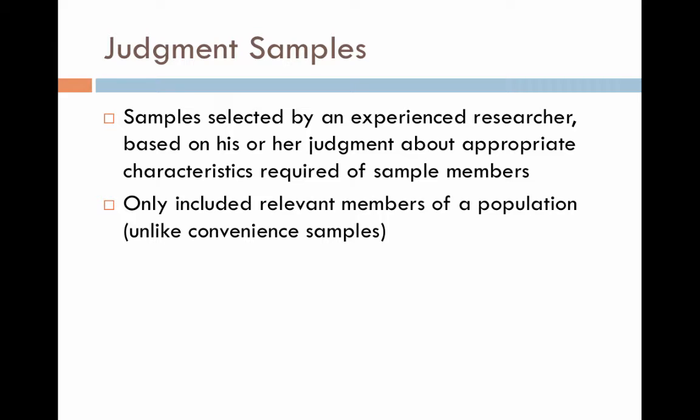Now, you only include relevant members of a population. So in the example I just gave, you're clearly advertising towards mothers. With convenience samples, you might not get that many relevant members of a population because you're simply going with who comes to you first.